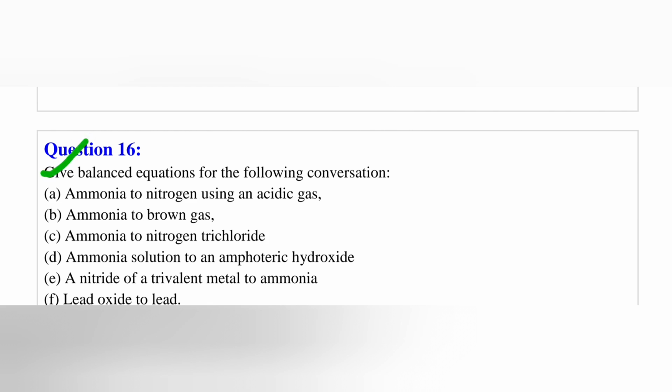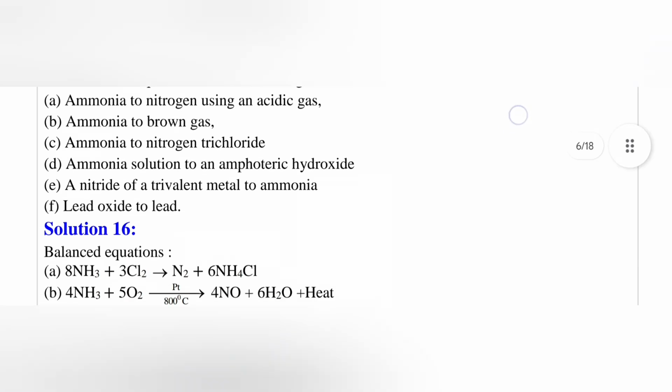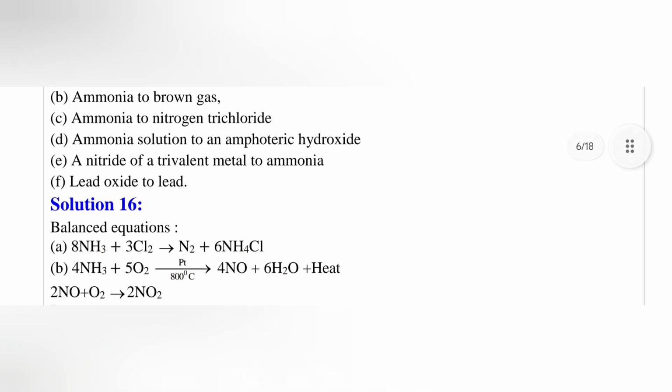Now give balanced chemical equations of the following. Ammonia to nitrogen using an acidic gas. Ammonia when reacted with chlorine gives nitrogen gas.